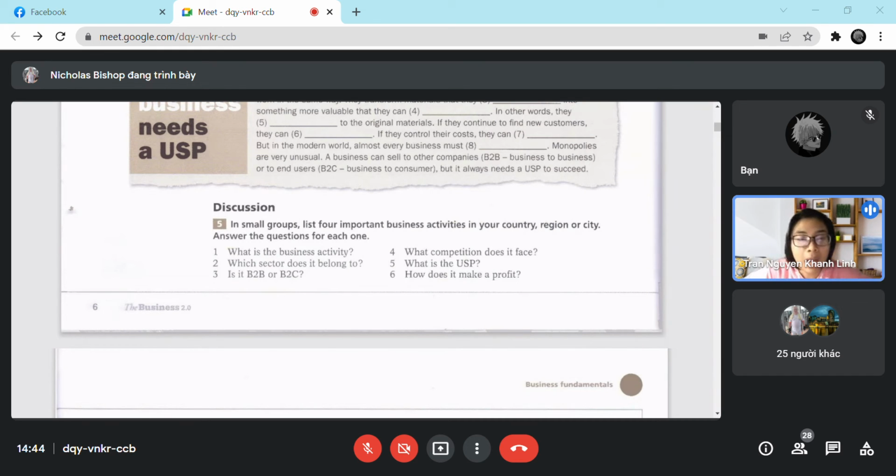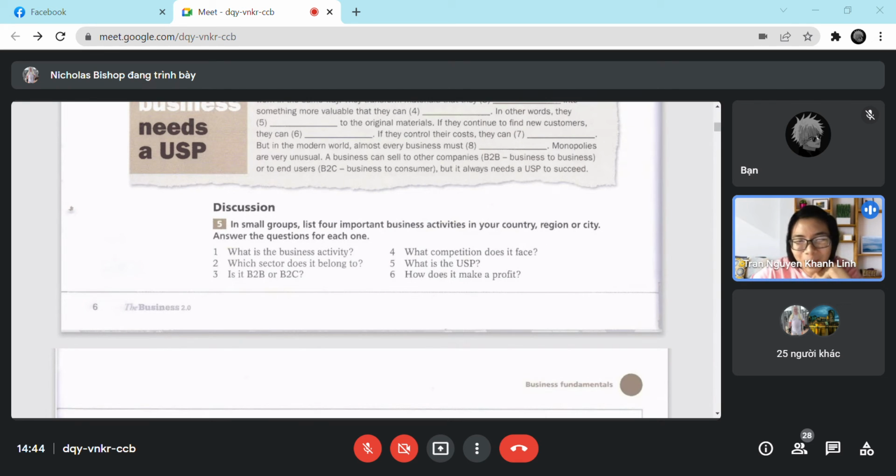And I think that it will be B2B, business to business, because we did not sell directly to the customer. We grow products like fruit or flowers, but we sell them to the people who work in the market in Ho Chi Minh City, and they will sell directly to customers. So I think it's B2B.